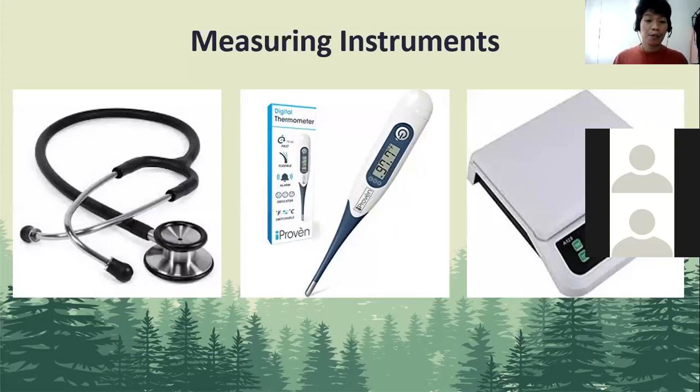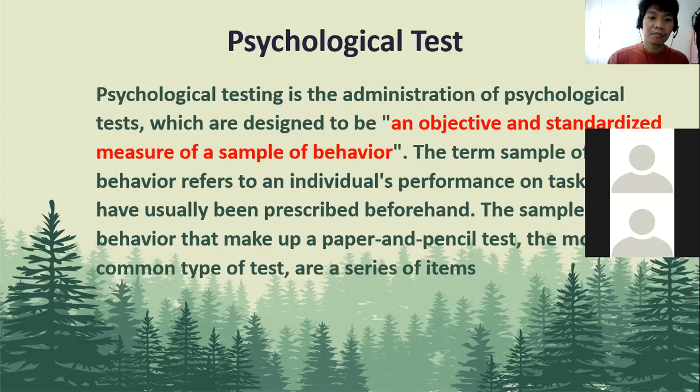Okay, so these are the types of measuring instruments. As you can see, we have my stethoscope, thermometer, and weighing scale. We also have psychological tests.